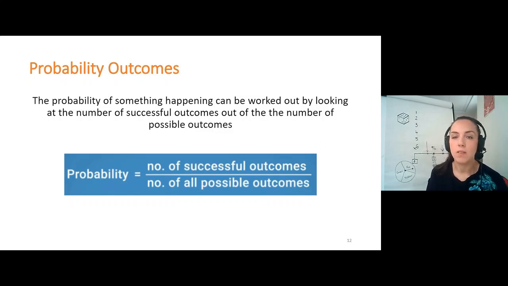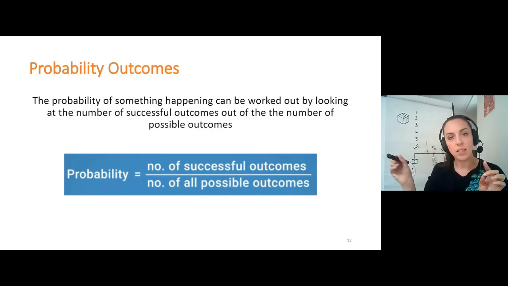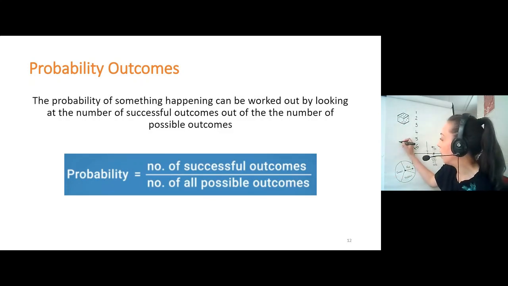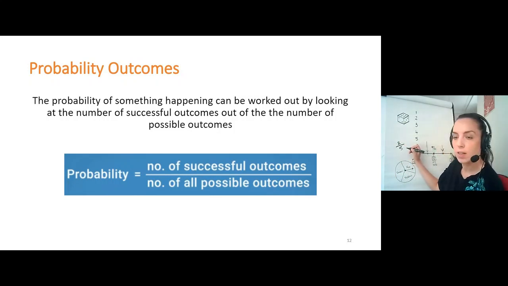You might be asked the probability of something happening. So the probability of something happening can be worked out by looking at the number of successful outcomes out of the number of possible outcomes. So if you look at what I've added at the bottom there, I've taken that out of BBC Bitesize actually, because I think this is a really good way of writing it. So the probability equals the number of successful outcomes over the number of possible outcomes. See that division line there? That's literally your fraction. So this out of this. So say 2 out of 5. The probability of something happening is 2 out of 5, as an example.